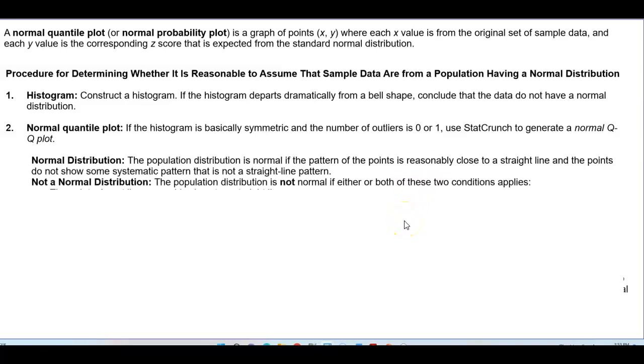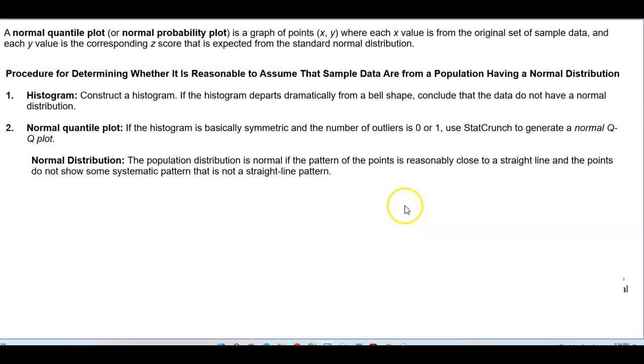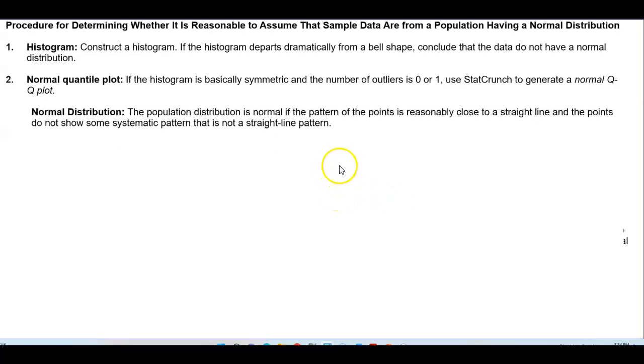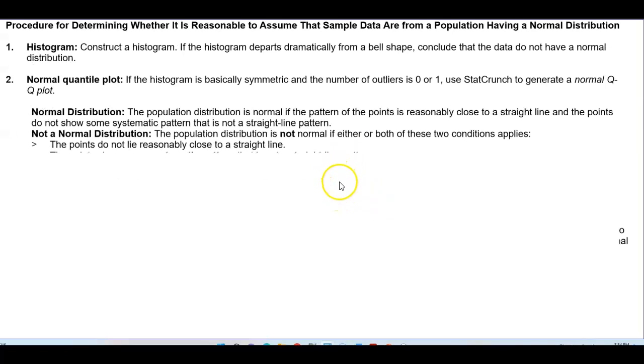Normal distribution. The population distribution is normal if the pattern of the points is reasonably close to a straight line and the points do not show some systematic pattern that is not a straight line pattern. Not a normal distribution. The population distribution is not normal if either or both of these two conditions applies: the points do not lie reasonably close to a straight line, or the points show some systematic pattern that is not a straight line.